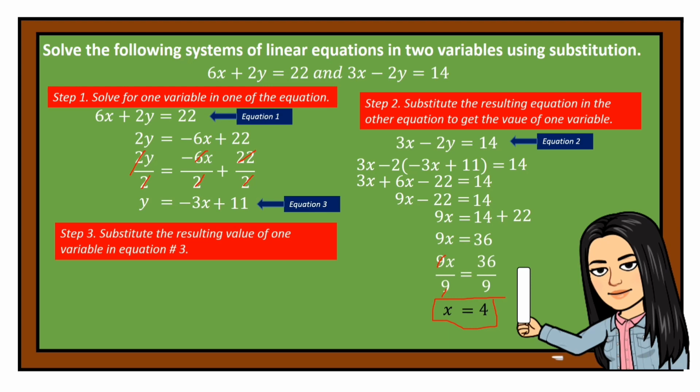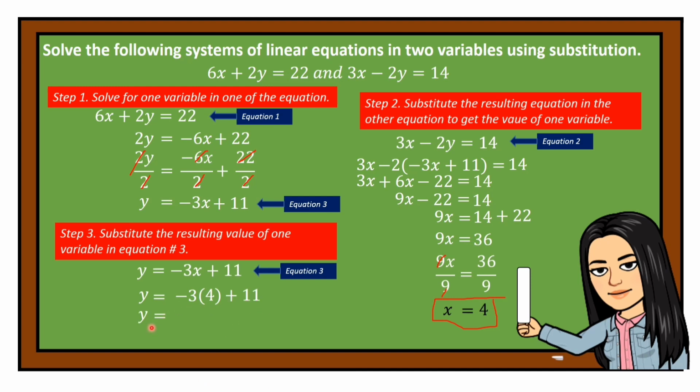Next, step 3. Substitute the resulting value of one variable in equation number 3. So, gamitin daw natin ang ating equation 3, which is y equals negative 3x plus 11. So, isa-substitute natin ngayon yung nakuha nating value from step number 2. So, ang x will be substituted by 4. Okay, so gawin natin. Copy y equals negative 3, x will be replaced by 4. And then, copy plus 11.